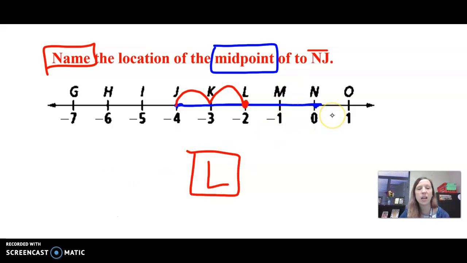So that's just a little bit, guys, about segments and counting distance on a number line. If you need any extra support, check in with your teacher.